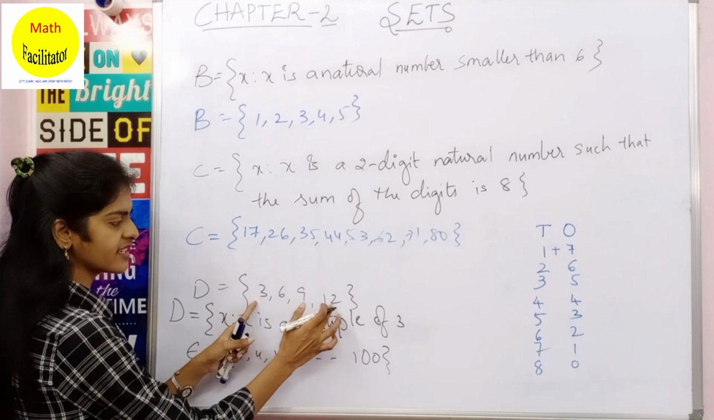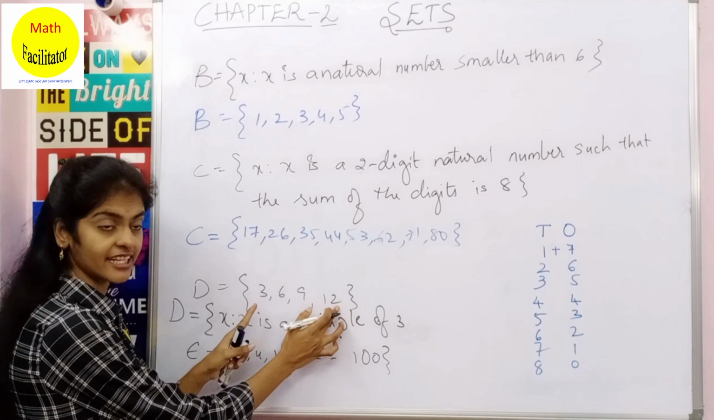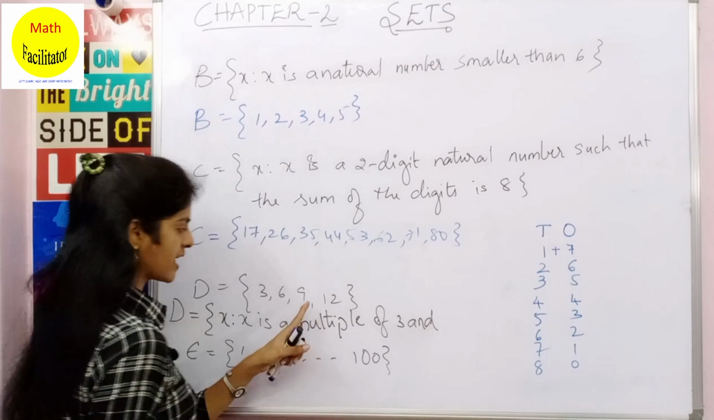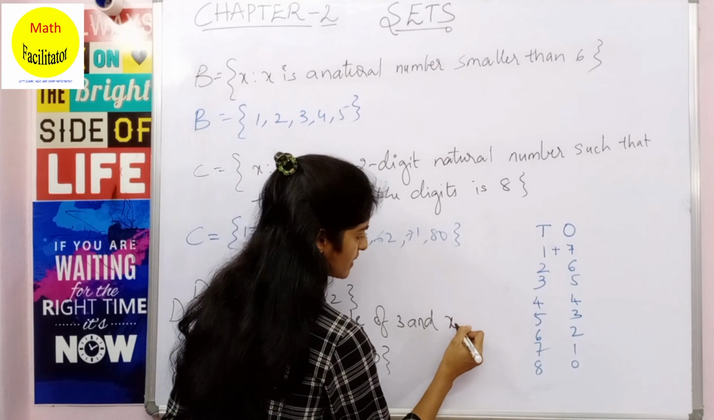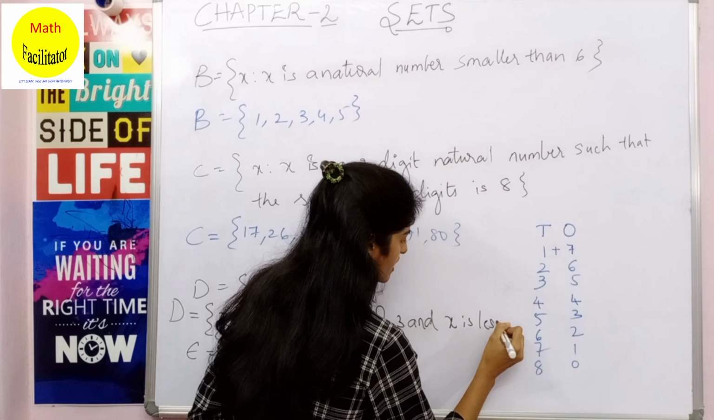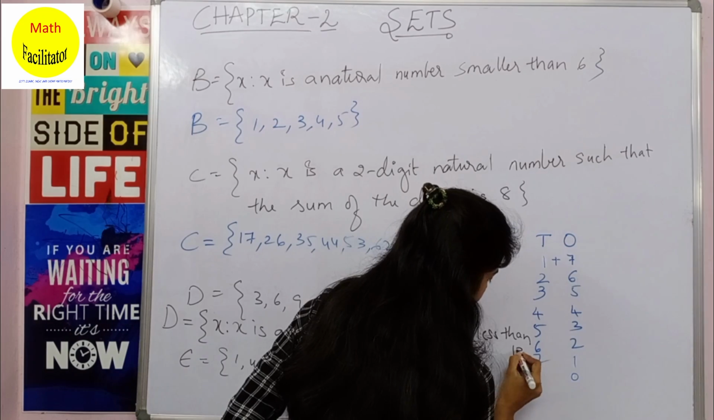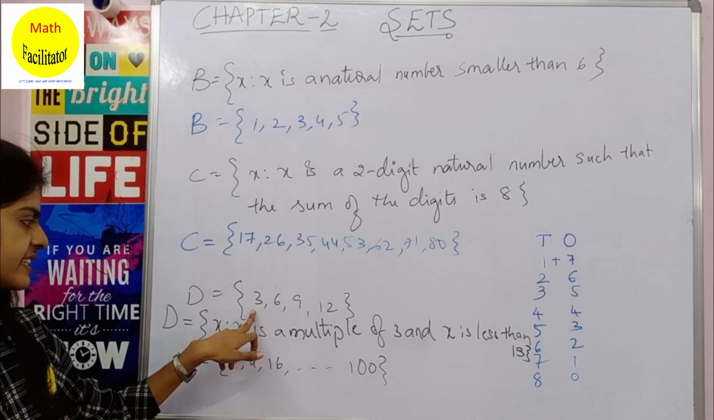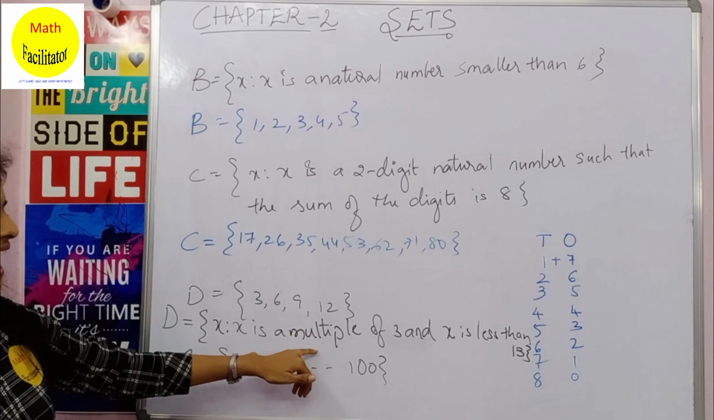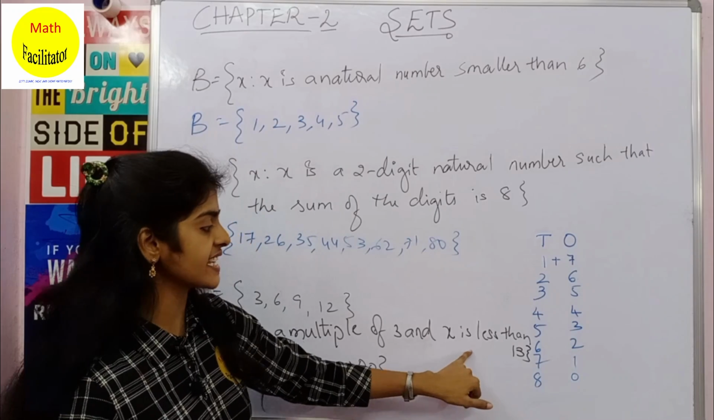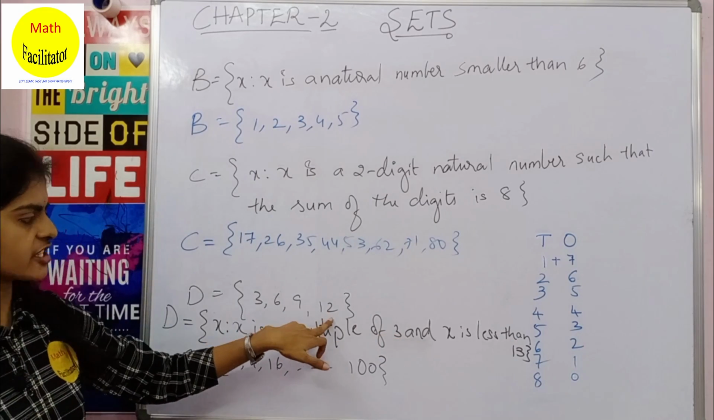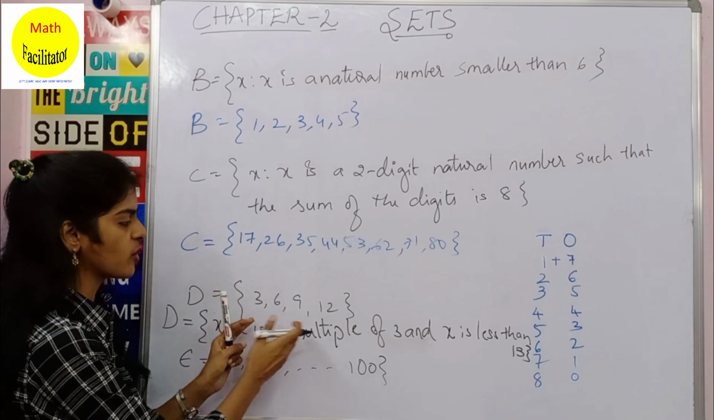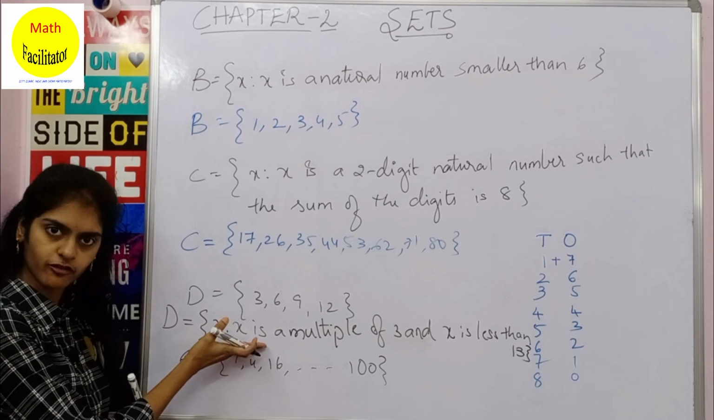But here you can see the multiples of 3 stop at 12. So X is a multiple of 3, and X should be what? It should be less than 13. Here you can see X is a multiple of 3: 3, 6, 9, 12 are multiples of 3, and the other condition is that X should be less than 13. Only then you stop at 12. So this is how you have to understand the common property of the elements and write the set builder form. Clear?